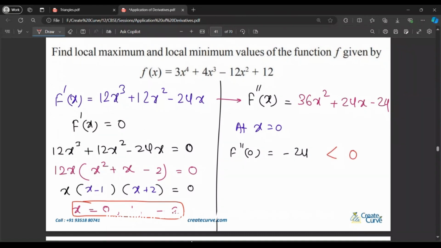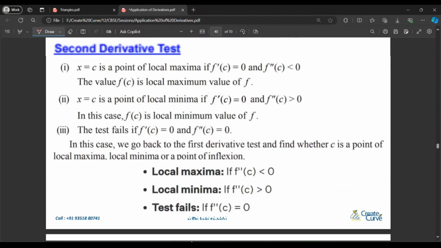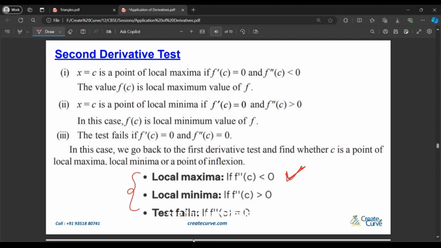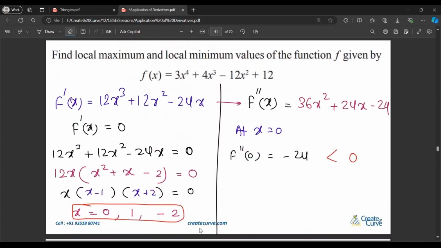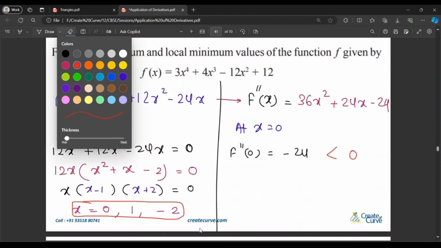If the double derivative is less than 0, what is the question saying? See this part, the basic part. If f double dash x is less than 0, it will be the point of local maximum. Always remember, in the double derivative test, the opposite happens: for negative we will get maxima, for positive we will get minima.